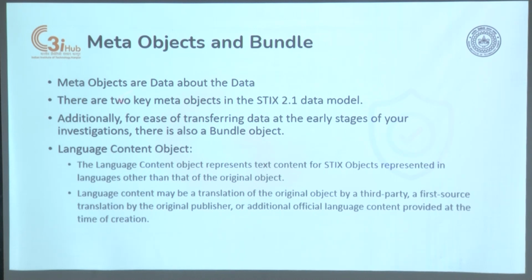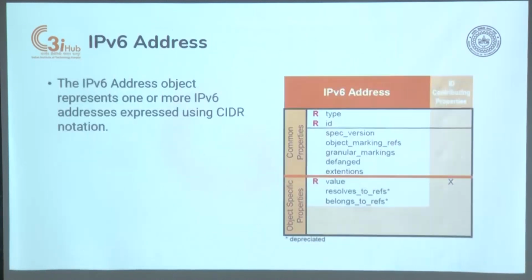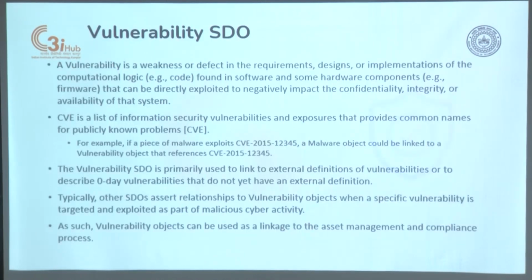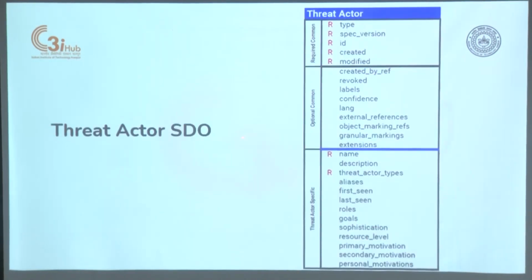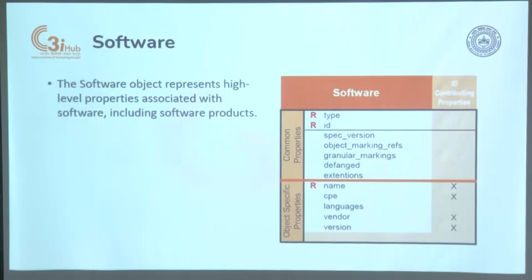Now, we have meta objects also. For example, the language content object. You may translate some threat intelligence and add language content. You might have noticed that some of the SDOs and SCOs had a language field. You can actually say in what language you are putting this information, like for example, in Korea or Japan, it will be in Korean or Japanese and stuff like that. That is not very relevant to us.